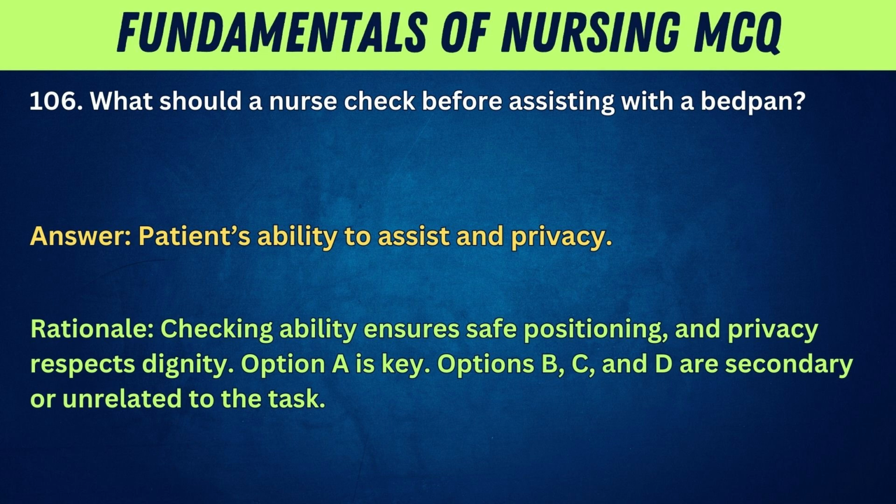Answer. Patient's ability to assist and privacy. Rationale. Checking ability ensures safe positioning, and privacy respects dignity. Option A is key. Options B, C, and D are secondary or unrelated to the task.